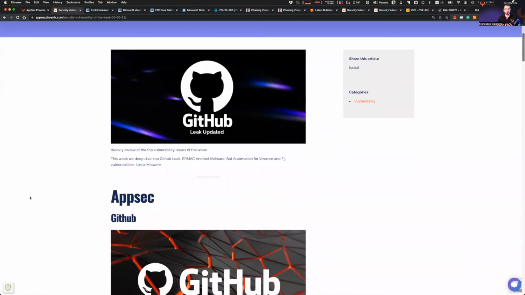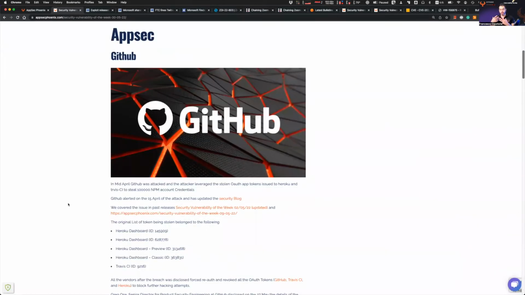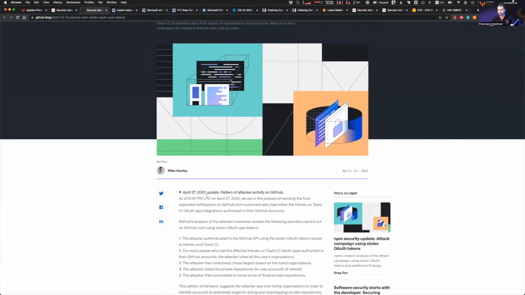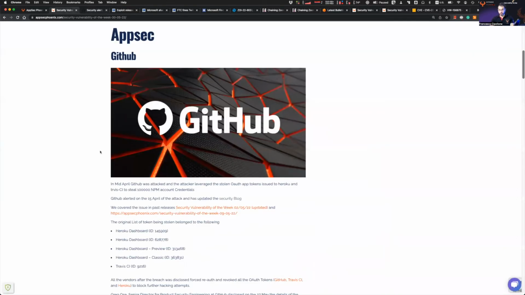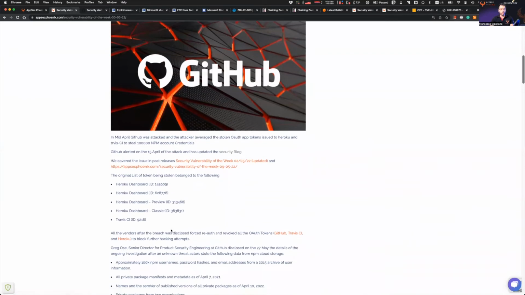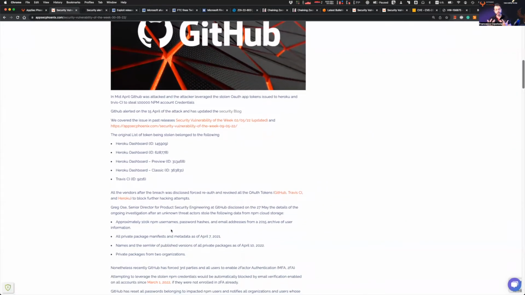As I said, the very hot topic of this week is GitHub, with the recent update on their security blog. The original disclosure and update was from Mike on April 15, where they disclosed and followed up in their security advisory. As I mentioned, the OAuth tokens that were leaked were affecting Heroku and Travis-CI, and we covered this in one of the past issues of Vulnerability Weekly. Now, in the recent discovery and investigation, the GitHub security team discovered 100 NPM usernames, passwords and hashes that were leaked. And the hashes of those passwords were actually easier to exploit.